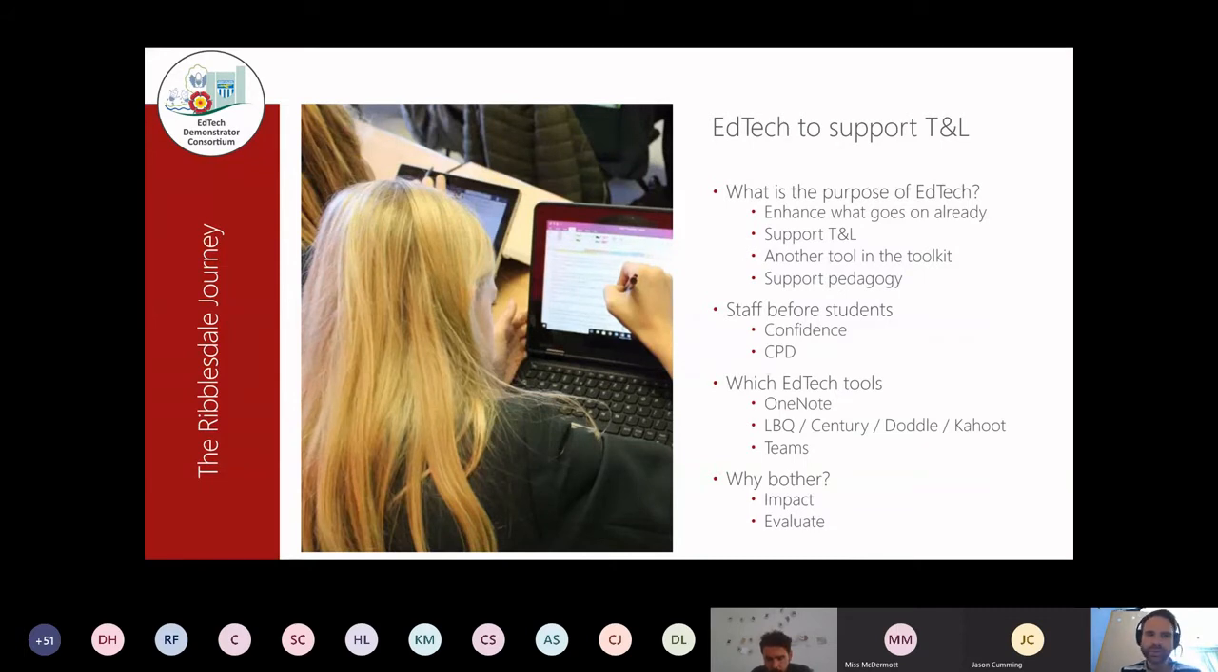Now, there are also a variety of different tech tools that we use. For example, within Ribblesdale, we currently use OneNote, Learning by Questions, Century Tech, Doddle, Kahoot, and one of the big ones that we use is Microsoft Teams. You would know that if you've been part of any of our webinars in the past. We use Microsoft Teams as our vehicle to drive the pedagogy and the teaching and learning that we want to provide for our students. And that gives us a means to use all of these other techniques to engage our pupils. And I suppose the next question is why bother?